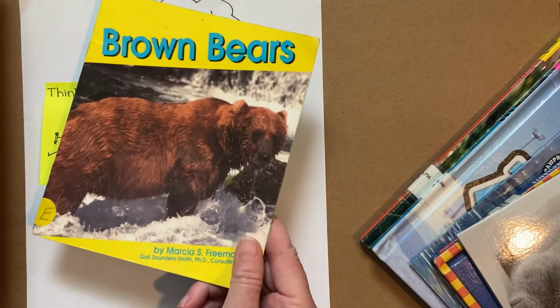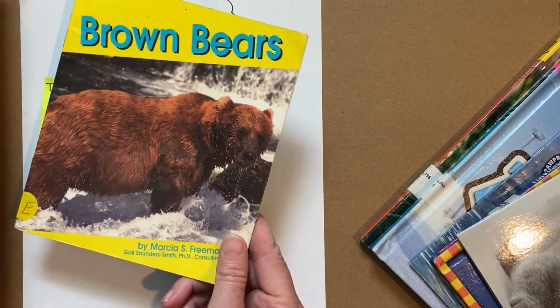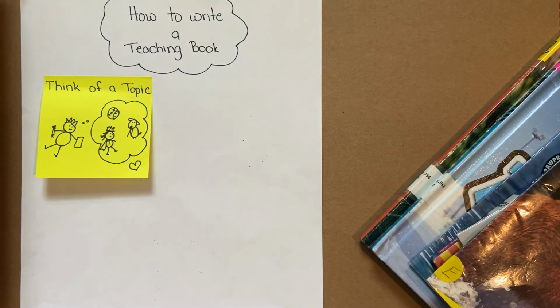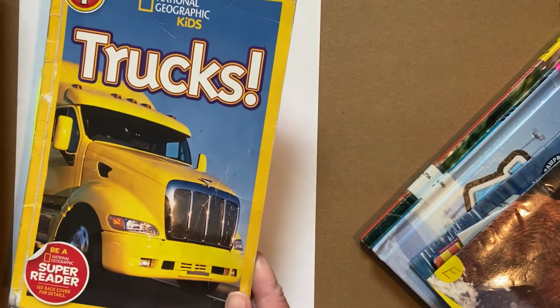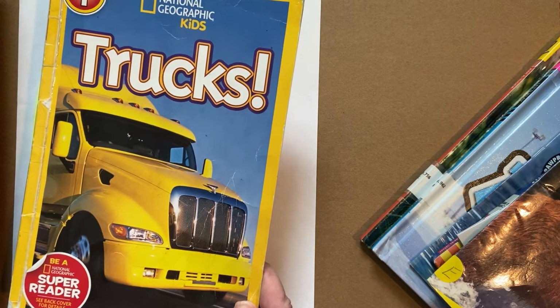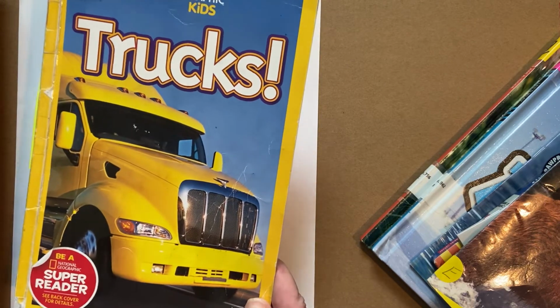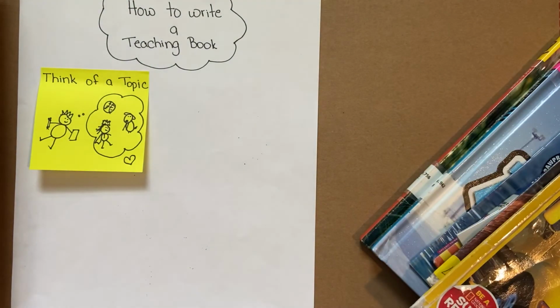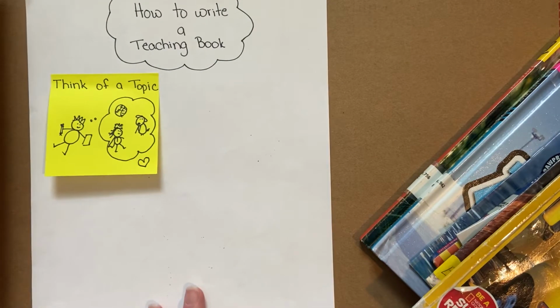Also, brown bears. I think we were reading a book about brown bears before we left. You may also know things about different things that you play with, like trucks and Legos and LOL dolls or Barbie dolls and things like that. You can write about anything that you know a lot about.